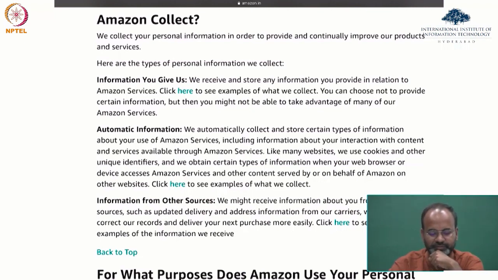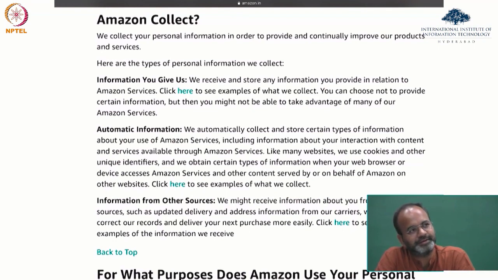Information you give us, information that they collect, information that they collect from other sources for their services. Automatic information: we automatically collect and store certain types of information about your use of Amazon services, including information about your interactions with content and services available through Amazon services. Cookies, right? Cookies is something we need to understand a bit more. We use cookies and other unique identifiers, and we obtain certain types of information when your browser or device accesses Amazon services and other content served by or on behalf of Amazon on other websites.